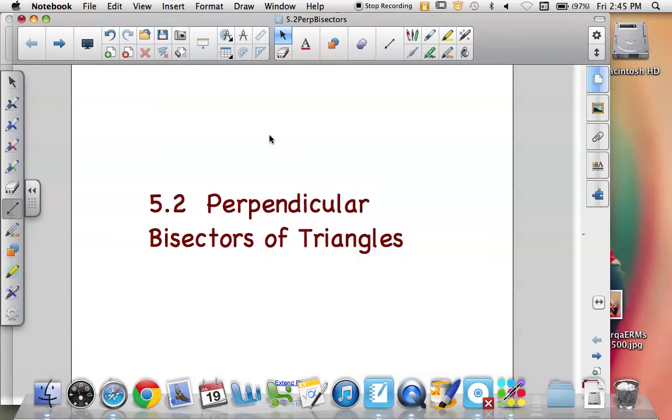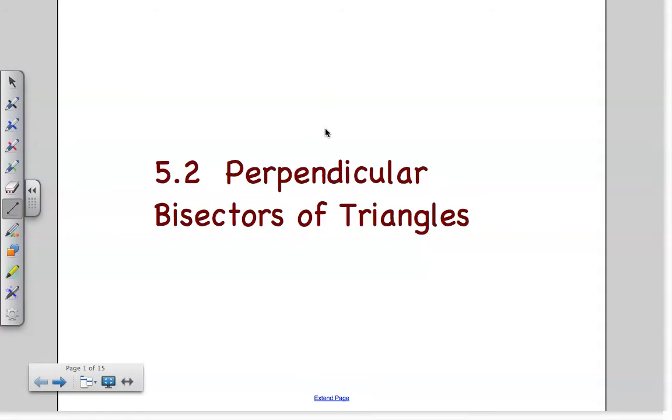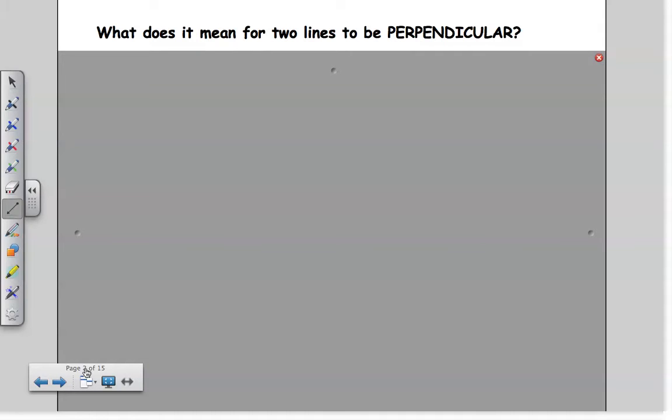In section 5.2, we're talking about perpendicular bisectors, and specifically we'll be looking at perpendicular bisectors in triangles. So, to get started, what is a perpendicular bisector? Well, first of all, what does it mean for two lines to be perpendicular? Because that word was part of it.